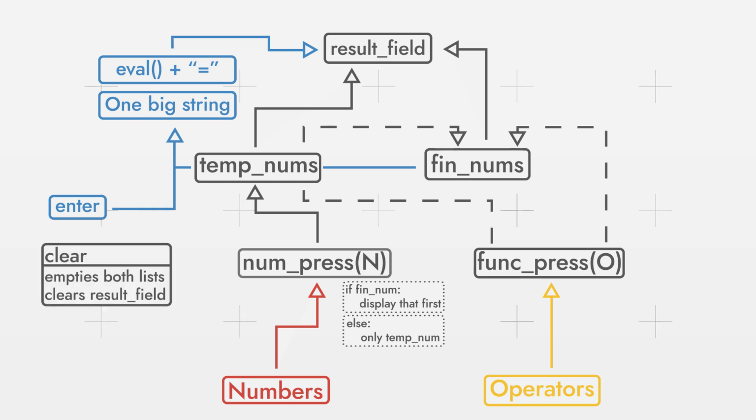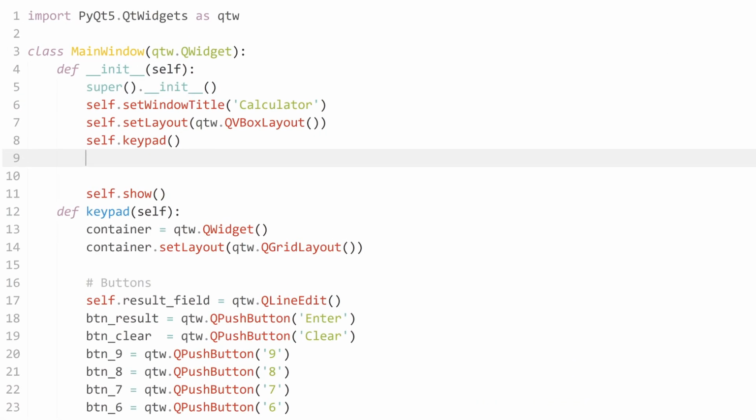And the last thing now is to add a function for clearing if you made a typing mistake. So the clear just erases whatever is in both lists and sets the text in the result field to an empty string. And that is the entire logic you need for the calculator. Let's implement all of this in the code now.